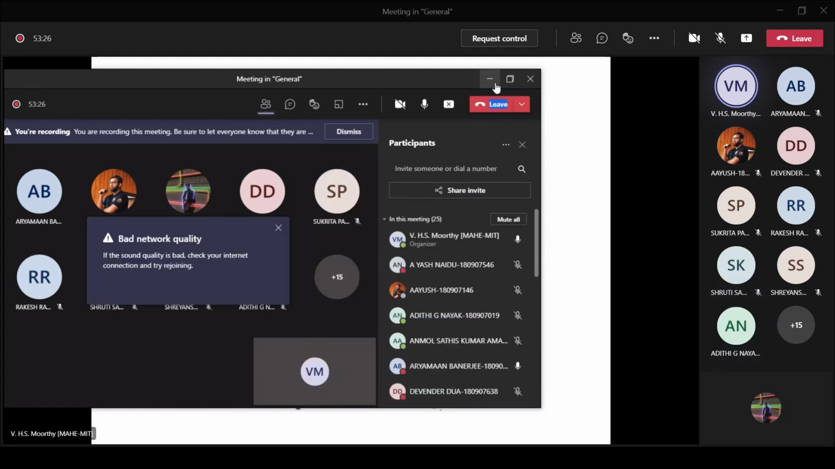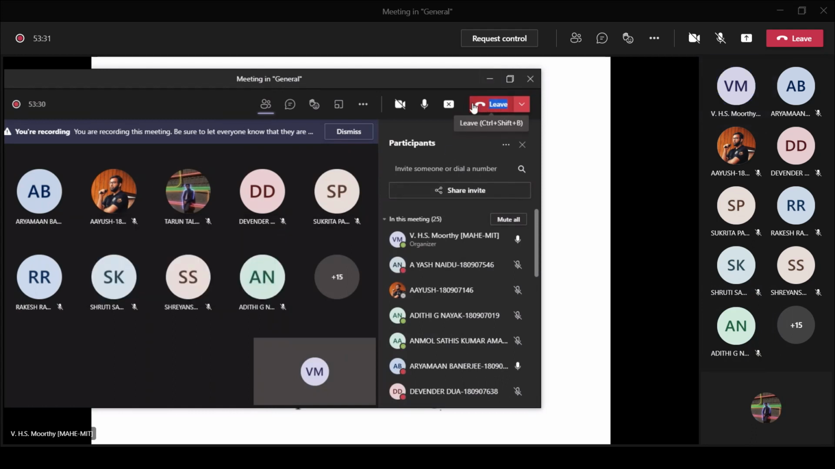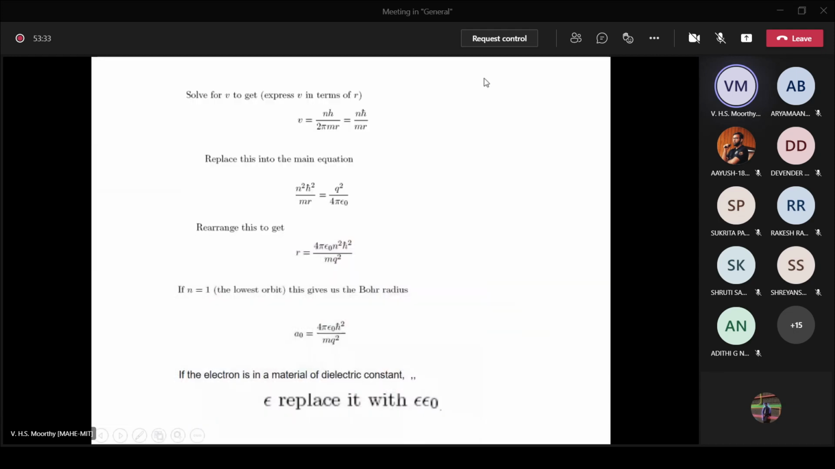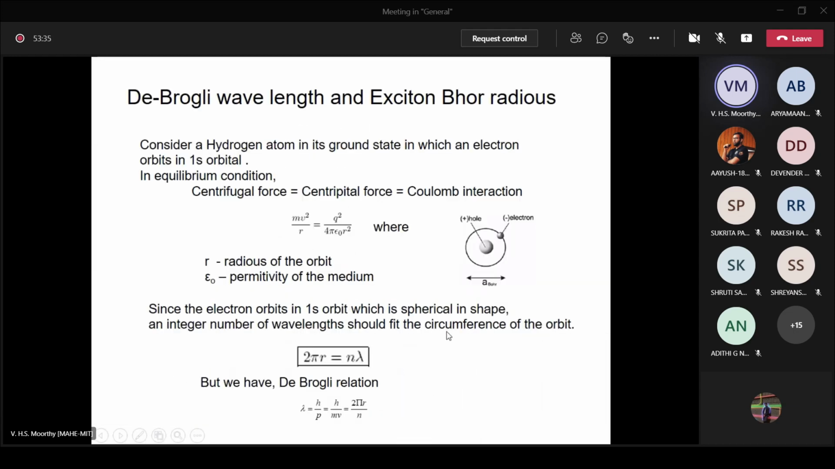I will give you some time to write these equations. Okay, I am putting the de Broglie wavelength and exciton Bohr radius. Please write the steps in your notebook. I will wait one or two minutes.